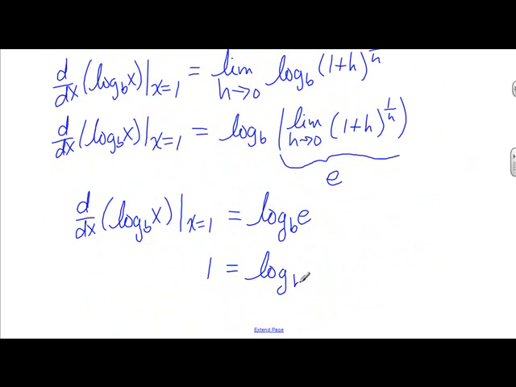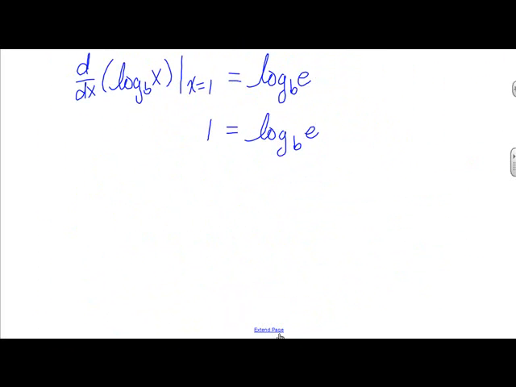Changing that to exponential form, the base is b, the power is 1, equal to e. So we've just found that the base of our natural logarithm is e. So we can say that the natural log of x is the same thing as log base e of x. So there's some proof using calculus that the base of the natural logarithm is actually e.